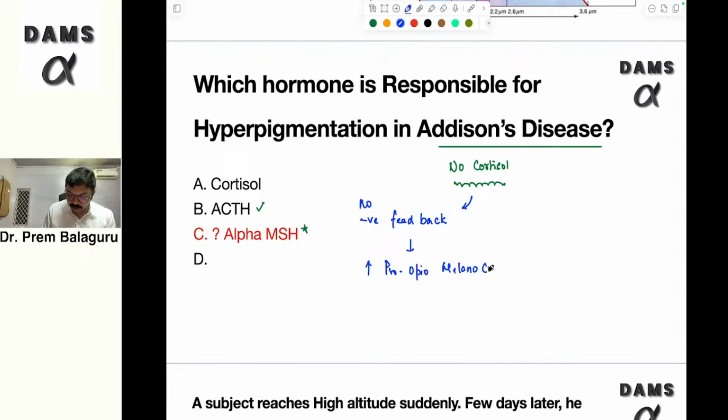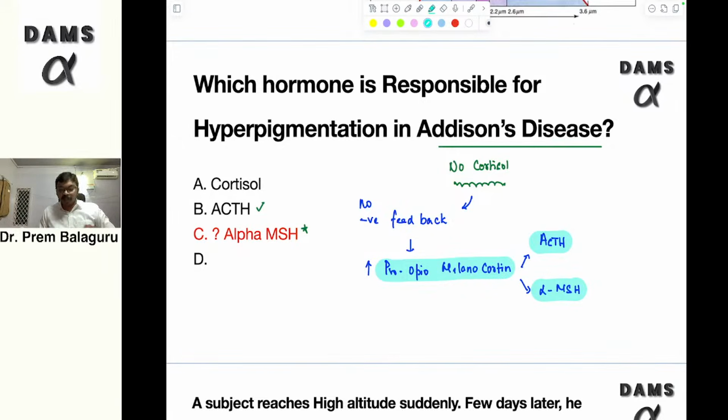This hormone, pro-opiomelanocortin, is going to get cleaved into two subproducts. Number one, adrenocorticotrophic hormone. Number two, alpha melanocyte stimulating hormone, guys. I repeat, these two hormones come out of the same precursor, and that precursor, doctors, is pro-opiomelanocortin.